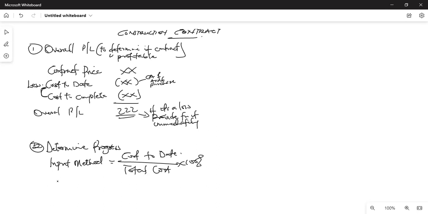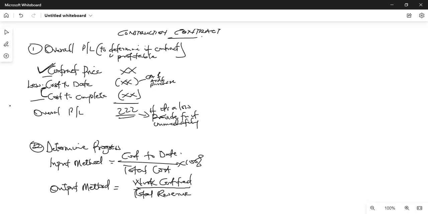All right, now the other method is the output method. And how do you determine that? You will need work certified all over your total revenue. The work certified will be mentioned for you in the question, and you will need your total revenue, which is the contract price. All right, so this one is revenue, this one is cost of sale, kind of. All right, so that is that.